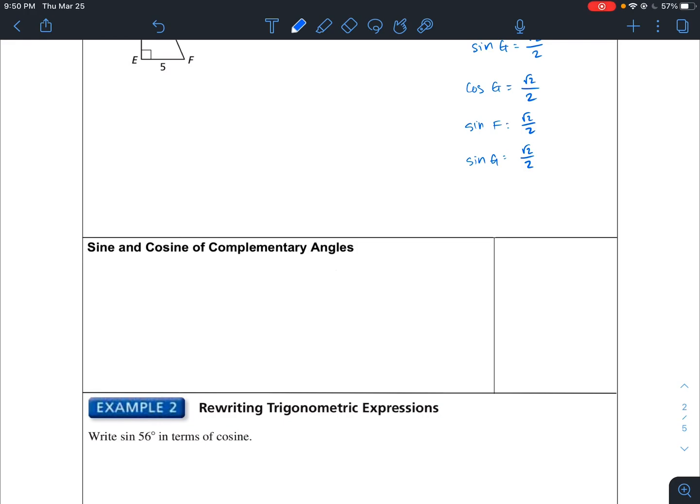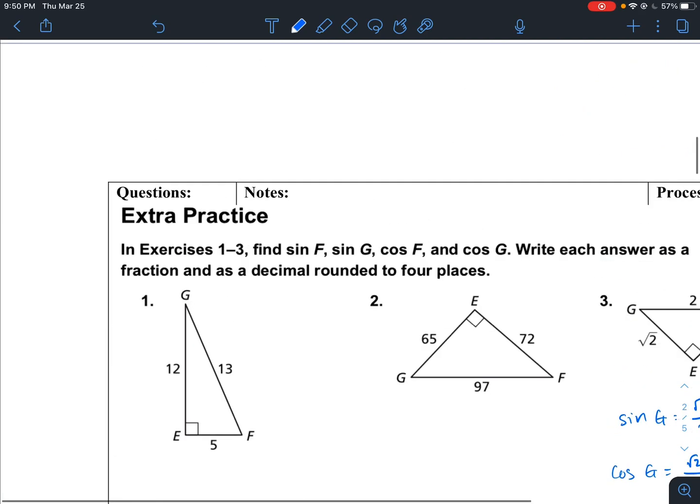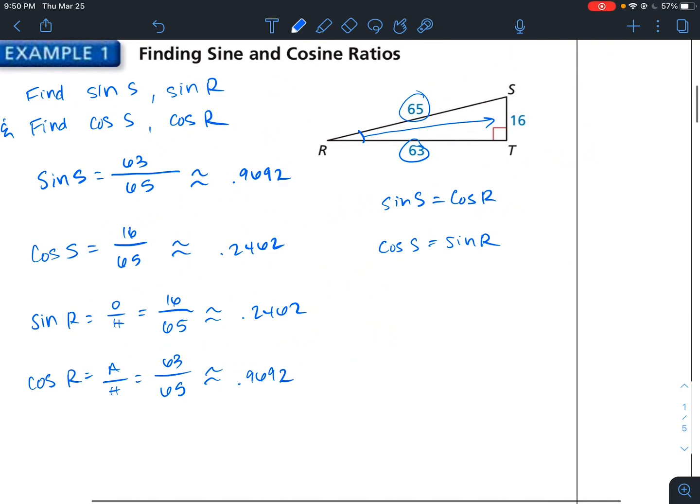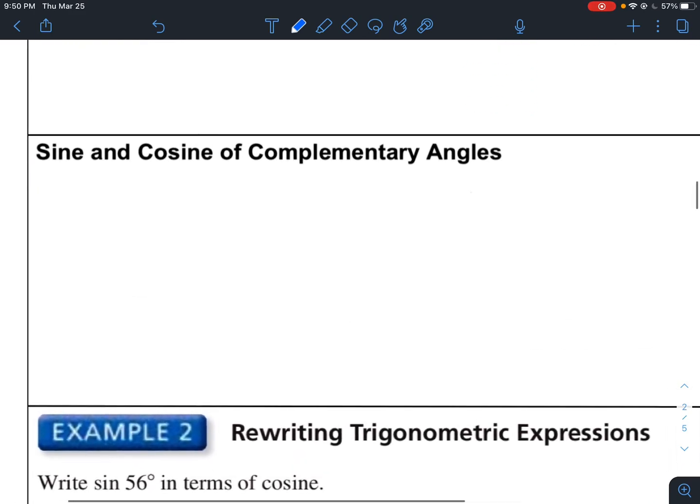Alright, now in this property right here, we're going to take into account what we basically just have noticed up here, and that is that sine of S is equal to cosine of R, and cosine of S is equal to sine of R. And the reason why is that these are complementary. So R and S are complementary. So that's pretty much all this complementary angles property says.